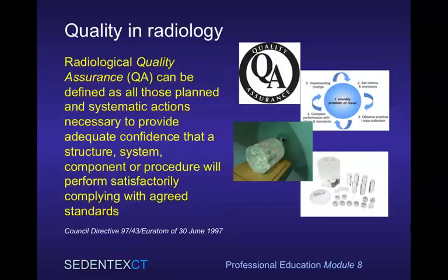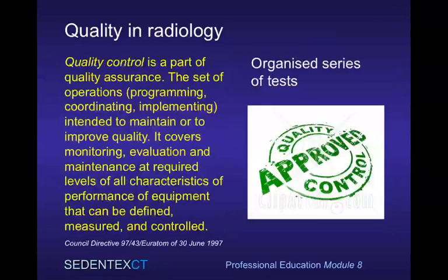Radiological quality assurance, also known as QA, can be defined as all those planned and systematic actions necessary to provide adequate confidence that a structure, system, component, or procedure will perform satisfactorily, complying with agreed standards. Quality control is part of quality assurance, the set of operations intended to maintain or to improve quality. It covers monitoring, evaluation, and maintenance at required levels of all characteristics of performance of equipment that can be defined, measured, and controlled.